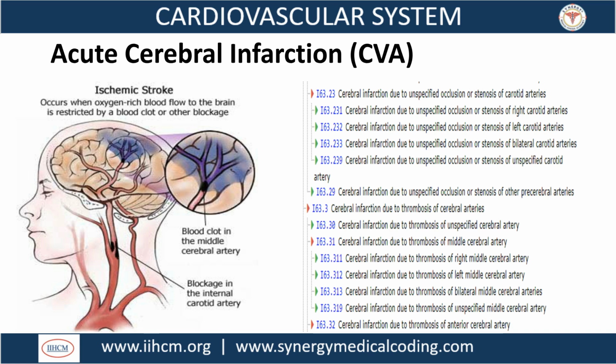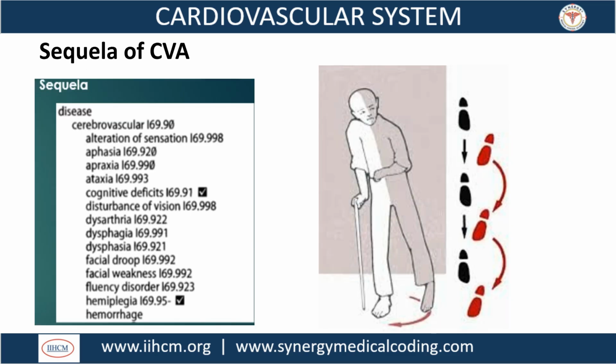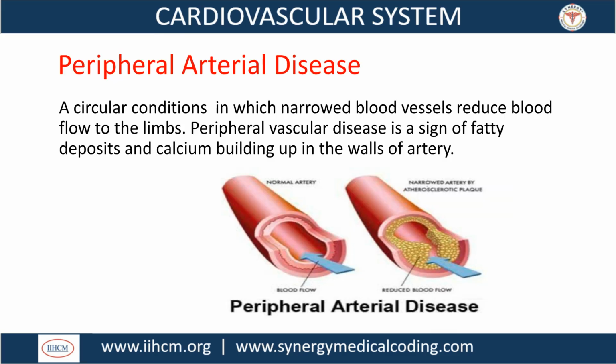Acute cerebral infarction, also known as CVA or stroke, occurs when there is a sudden loss of blood flow to an area of the brain, leading to tissue damage. The code for a history of CVA is Z86.73 and is assigned when there are no residual effects from the previous stroke. Sequela of CVA refers to the long-term or residual effects of a stroke, such as paralysis or difficulty speaking. Peripheral arterial disease is a circulatory condition where narrowed blood vessels reduce blood flow to the limbs, typically due to the buildup of fatty deposits and calcium.